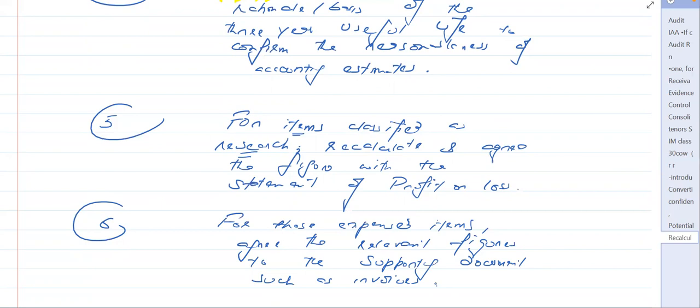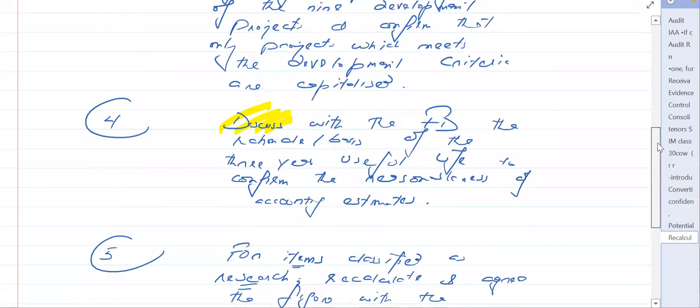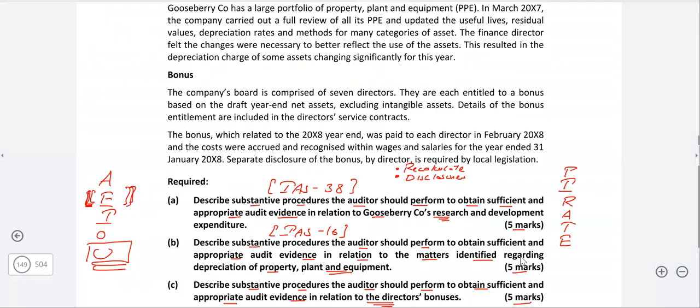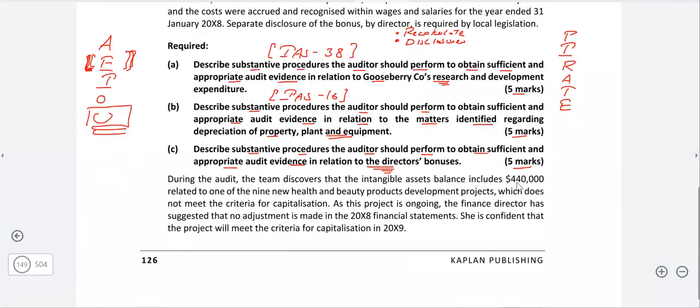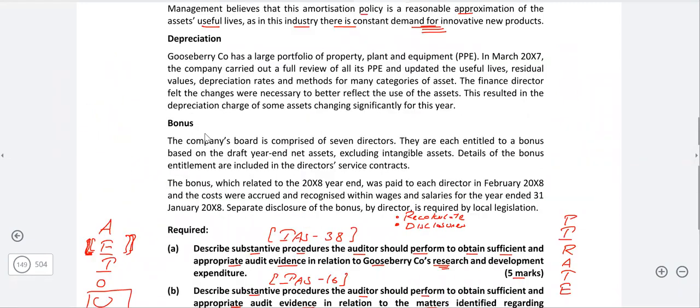So if there are any research elements, you can do the similar for the development expenditure as well. For those capitalized as development, agree the relevant figures to the supporting invoices. So we have made 6 procedures, although the 5 were required. Similarly, you will be making the procedures for the property, plant, and equipment. Discuss with the finance director the rationale of the depreciations. Let's just first read it so we can have a proper idea what we are supposed to write.